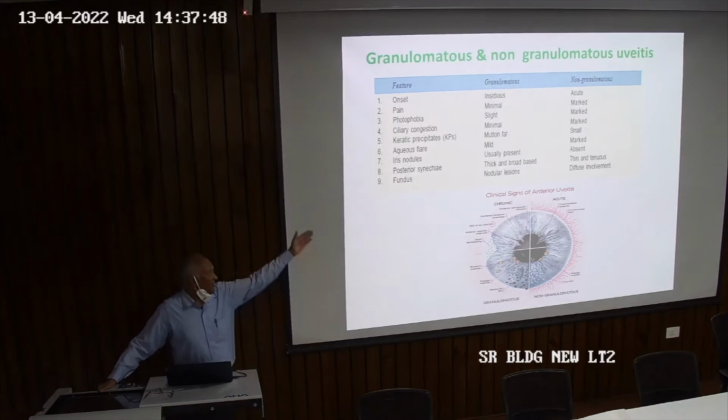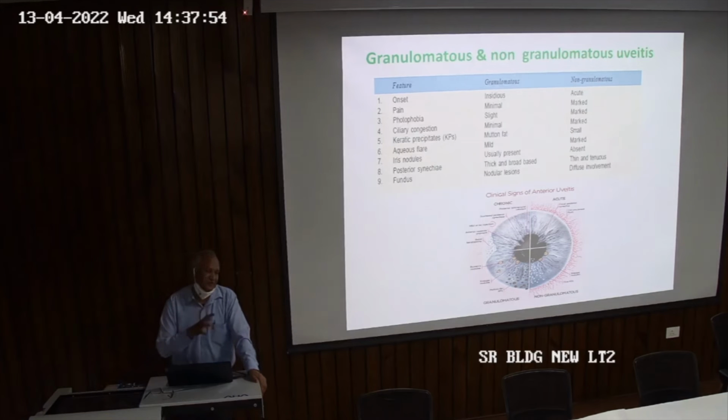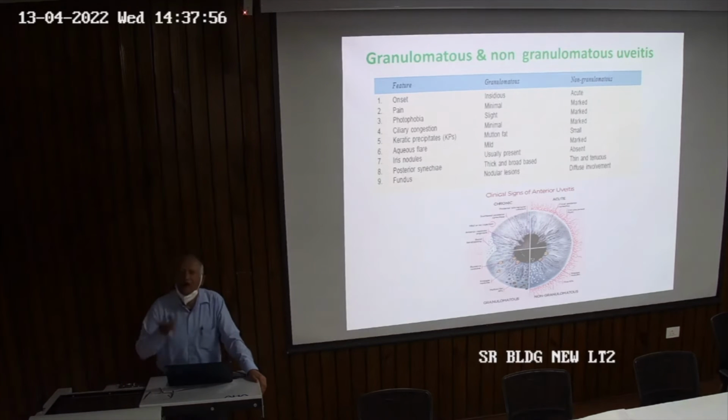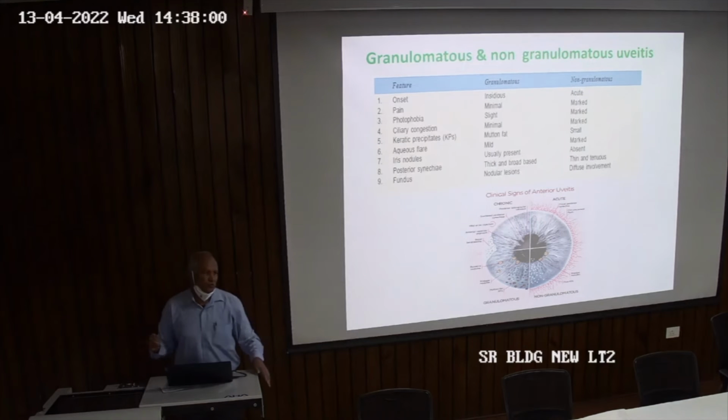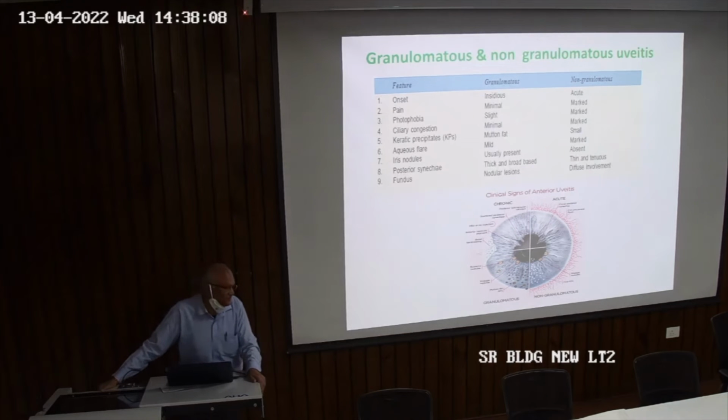So we have divided this into granulomatous and non-granulomatous. How will we differentiate them? Because these things are to be asked. How will you differentiate between granulomatous and non-granulomatous uveitis? Suppose a case is given to you with these findings, whether it is granulomatous or non-granulomatous, how do you diagnose it? There are certain features, certain characters. One is the onset.